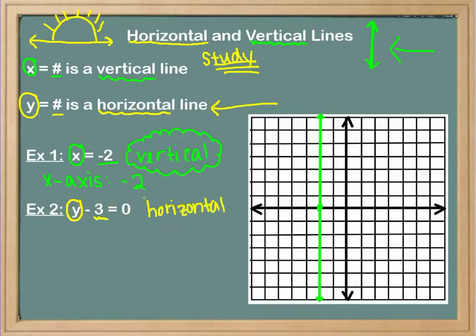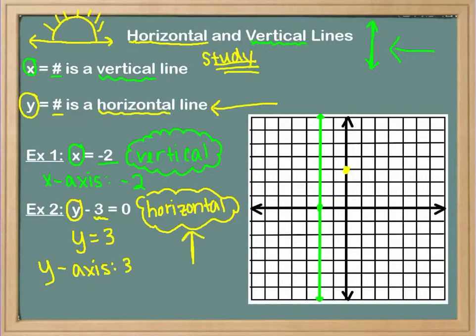So how do I get that y by itself? What do I need to do in this problem? I'm going to add that 3 over. When I add the 3 over, I get 0 plus 3, which is 3. To graph this one, I'm going to go on my y-axis to 3 and make a dot. After that, I'm going to draw my horizontal line through that yellow dot. So take out your straight edge now, and you want to draw a horizontal line through that point. Your resulting picture is shown. Make sure you study those tonight.